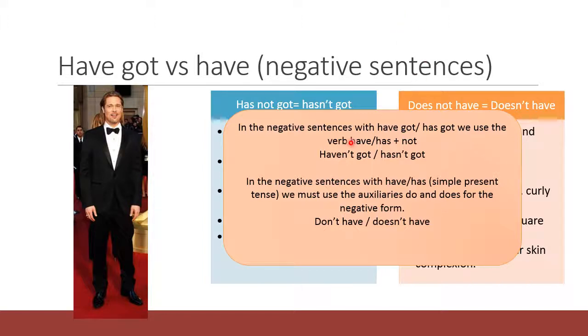In the negative sentences with have got, has got, we use the verb have or has plus not, or the short form haven't got or hasn't got. In the negative sentences with have and has, simple present tense, we must use the auxiliaries do and does for the negative form. So we can use don't have or doesn't have.